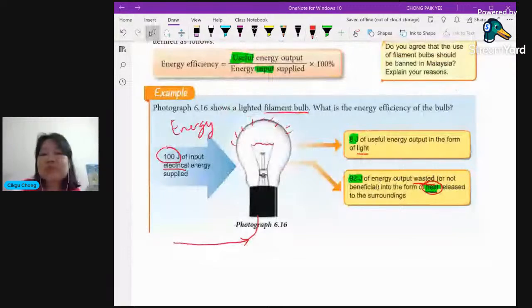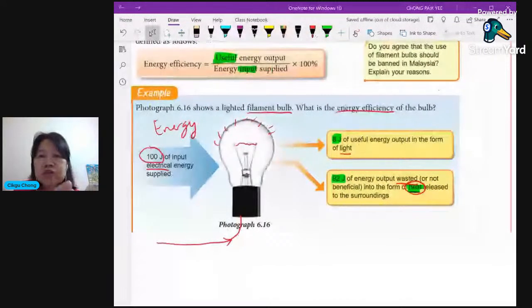So what happens here is how to find the energy efficiency. You have these figures here already, right? How to find energy efficiency. How efficient is the bulb? Is the bulb very good at doing the job or not? Let me ask you, looking at the figure here, is this bulb effective or not? Just look at the number.